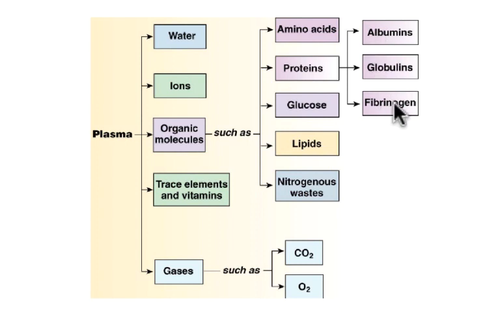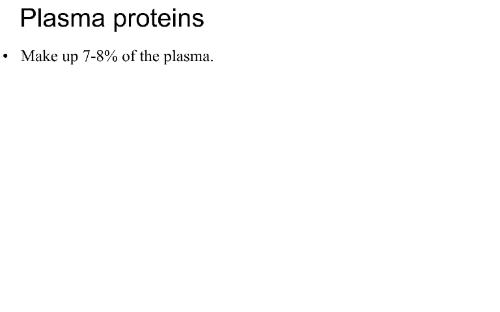You already know about fibrinogen. We mentioned it a few minutes ago. It's a protein for clotting purposes. Albumin is the most common protein in the blood. The second most common protein is globulin. The third most common protein in the blood is fibrinogen. Protein makes up 7 to 8% of the total amount of plasma.